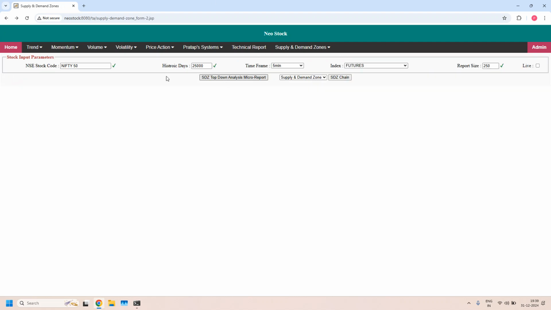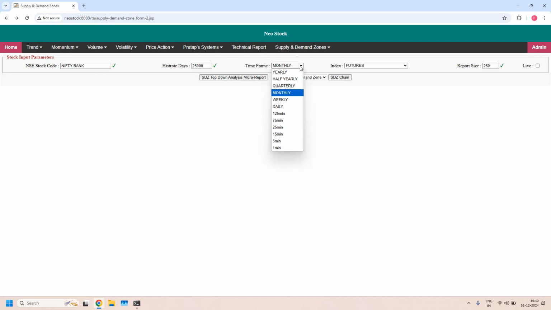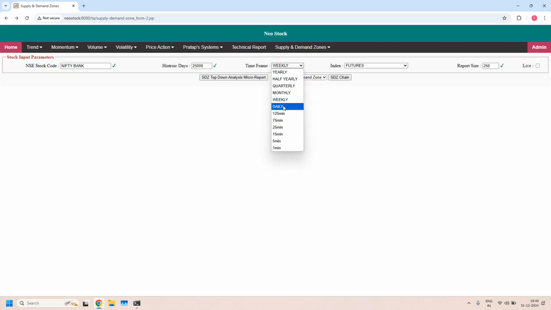Next, BANKNIFTY supply demand zone chain. That is nothing but NIFTY Bank. So I am generating monthly supply demand zone chain for BANKNIFTY. Next, weekly supply demand zone chain for BANKNIFTY. Next, daily supply demand zone chain for BANKNIFTY.